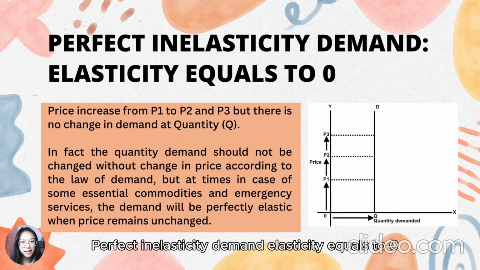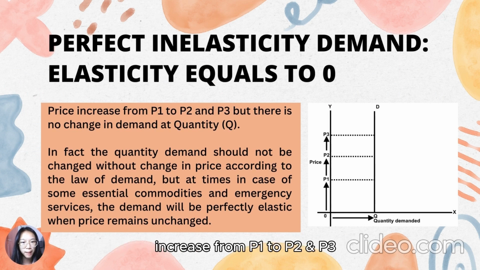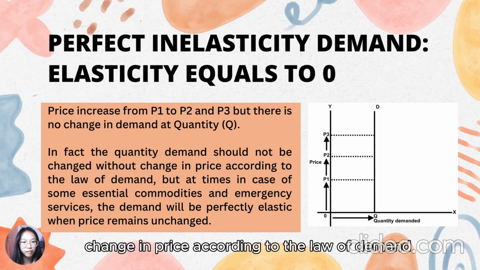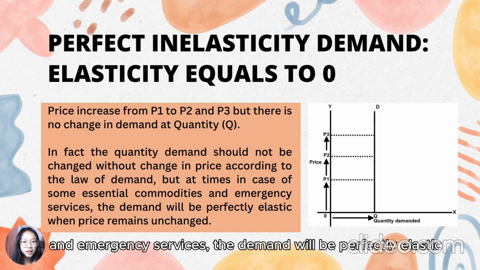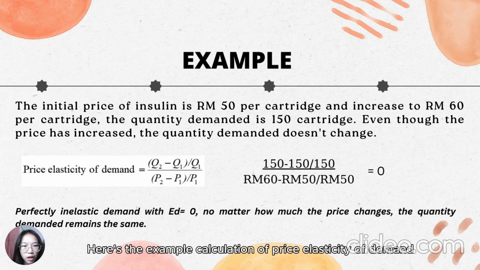For perfect inelastic demand, elasticity equals 0. Referring to the diagram, we can see the price increase from P1 to P2 and P3. In fact, the quantity demanded should change with a change in price according to the law of demand. But at times, in the case of some essential commodities and emergency services, the demand will be perfectly inelastic when price changes. Here is an example calculation of price elasticity of demand.